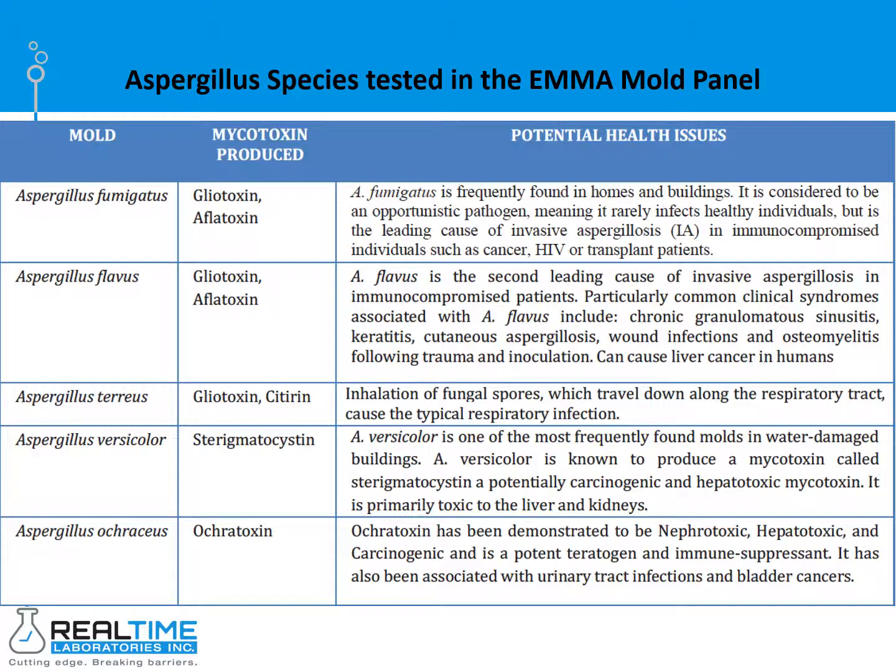Aspergillus fumigatus is very common in patients who have cancer and transplantation. It's frequently found in homes and buildings, and it's considered to be an opportunistic pathogen, meaning it rarely infects healthy individuals, but it's the leading cause of invasive aspergillosis in immunocompromised patients. Now there are others: Aspergillus flavus, Aspergillus terreus, Aspergillus versicolor, and Aspergillus ochraceus. Each one of these produces one or more different mycotoxins, as you can see in this list. And so they're very important to differentiate because they are associated with different disease processes in humans.